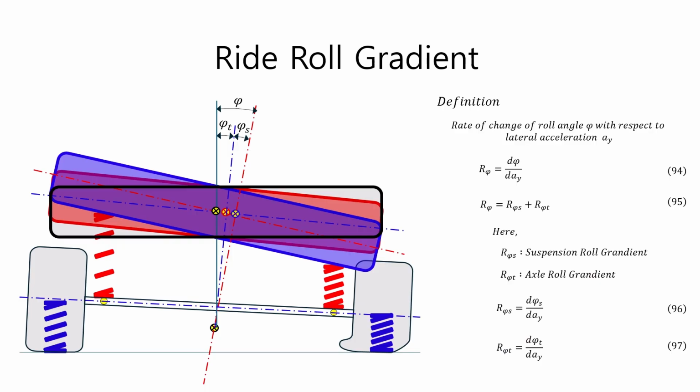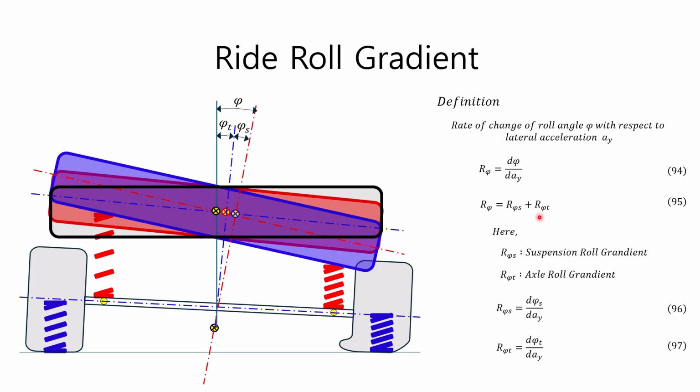Let's look at the ride-roll gradient considering tire deformation. The roll gradient is the rate of change of the roll angle phi with respect to the lateral acceleration ay and can be expressed as in equation 94. The figure on the left shows the suspension roll angle and the axle roll angle together. The overall roll angle phi is the sum of the suspension roll angle and the axle roll angle. The overall vehicle roll gradient can also be expressed as equation 95 by summing the suspension roll gradient and the axle roll gradient.